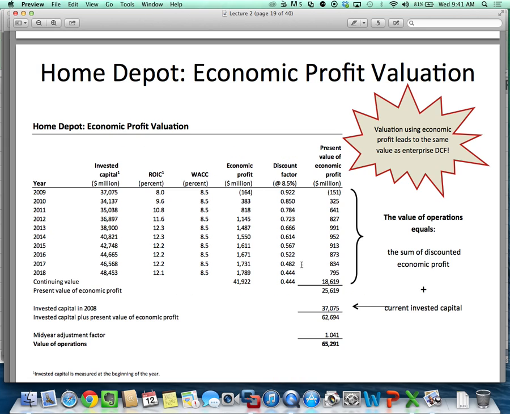The final part of the EP model is I take the change in value for the first decade, the change in value in continuing value, and then I take my beginning or starting invested capital, and I add those three together. So how much capital do I start with? How much value do I add or subtract in the first decade? How much value do I add or subtract in year 11 into perpetuity? That's basically the framework for the economic profit valuation.